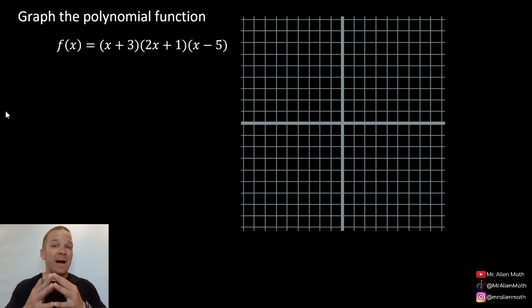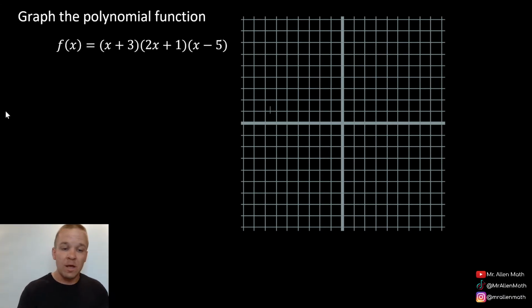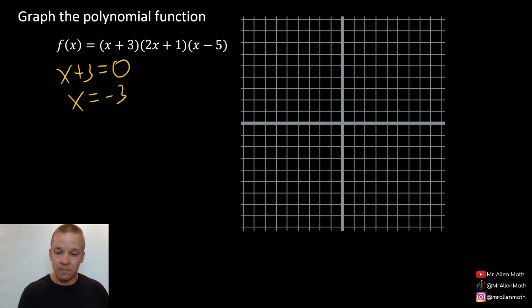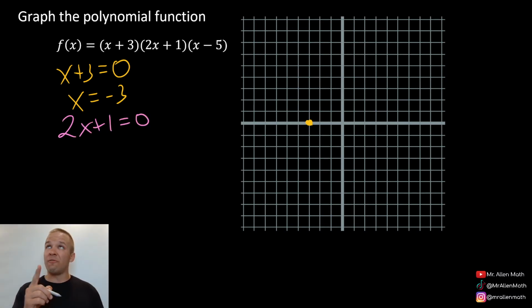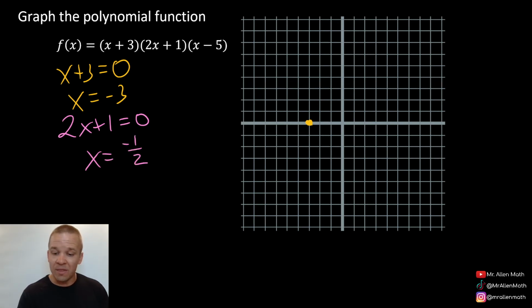I can get my zeros or my x-intercepts from those factors if I set them equal to 0. So if I set x plus 3 equal to 0, I'm going to get x equals negative 3. I can plot that on my x-axis. Boom, there it is at negative 3. If I take 2x plus 1 and I set that equal to 0, I'm going to get negative 1 divided by 2. I'm going to get x equals negative 1/2. That would be another one of my x-intercepts.